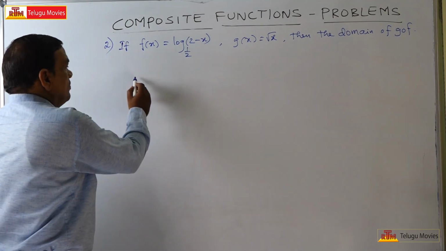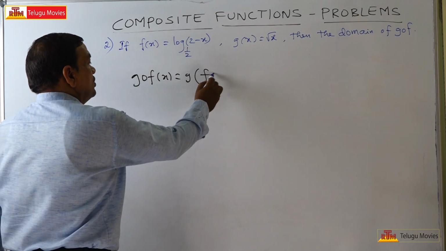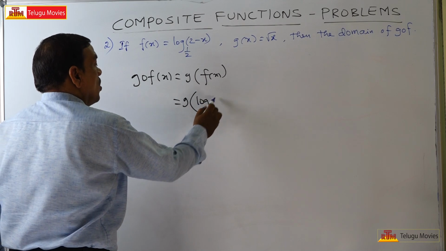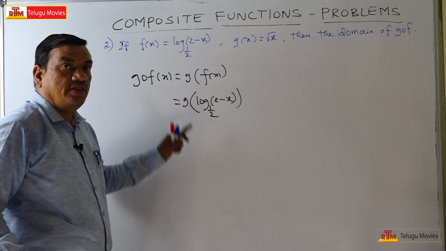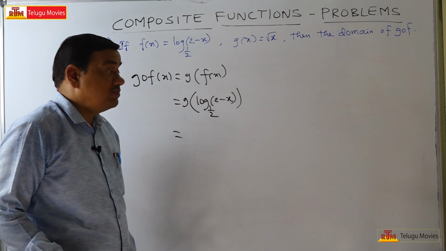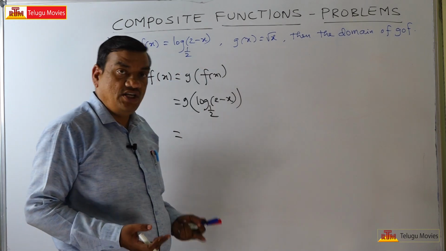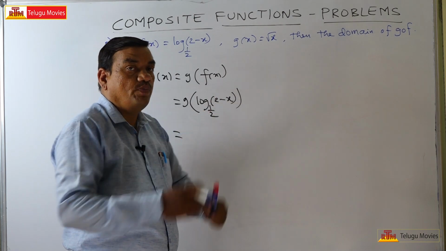It is a very easy problem. This is g circle f of x, so this is g of f of x. That means g of log of 2 minus x base 1 by 2. This logarithm will be taken by the function g. So wherever x is there, you can go and occupy that x.